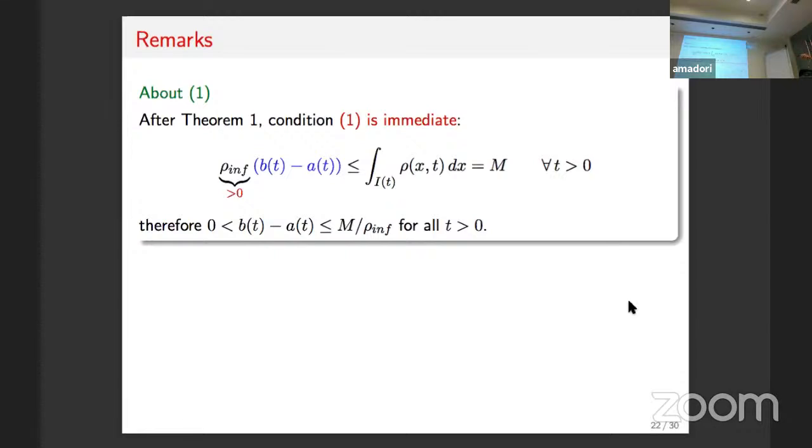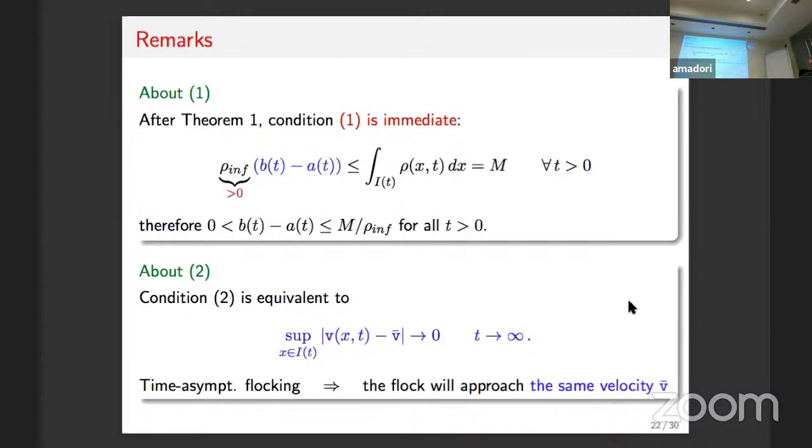Let's go to the second property that we have to check: the oscillation of the velocity goes to 0 as t goes to infinity. Let me emphasize that this condition is equivalent to the difference of v with the average velocity v bar, the one that we defined at the beginning, which is the ratio between momentum and mass, going to 0. This means that if time-asymptotic plateauing occurs, then the solution v will go to the same constant v bar. Here we set v bar equal to 0, so we will have to prove that the supremum of v goes to 0 uniformly in time.